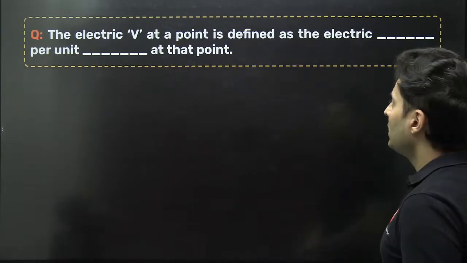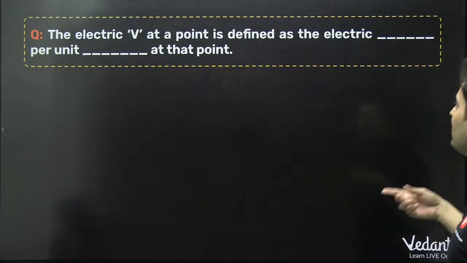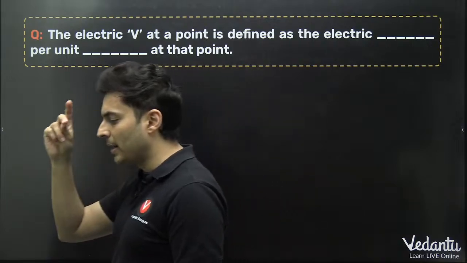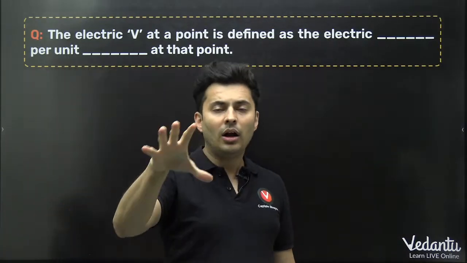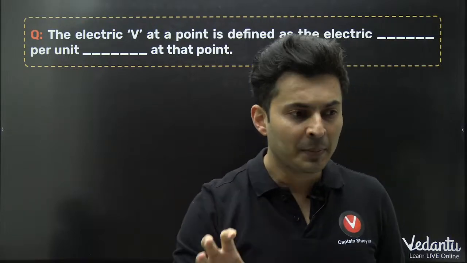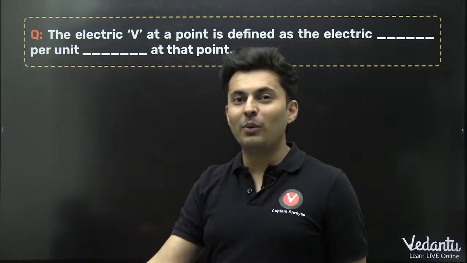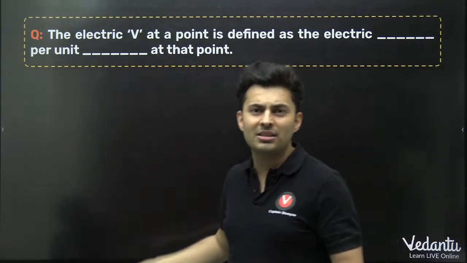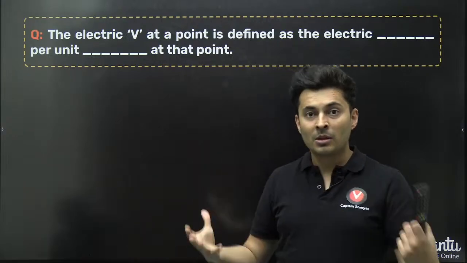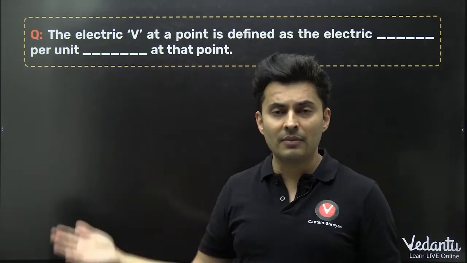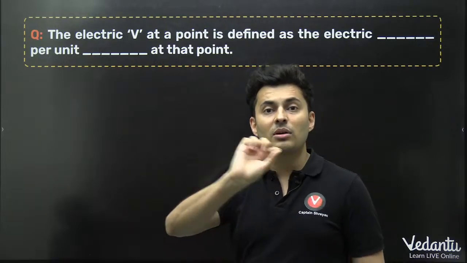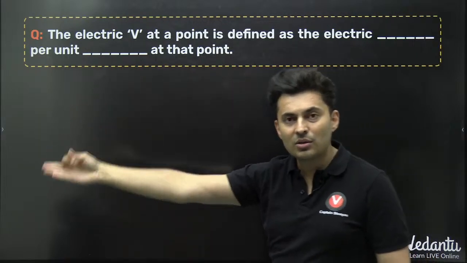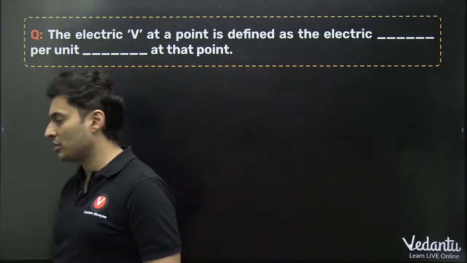Great. Next, the electric potential at a point is defined as the electric dash per unit dash at that point. Think what will come. This is going to put a load on your thinking power because you don't have options. I want you to get used to this, because when you have options, you're always trying to eliminate or select. But when there are no options, your brain thinks even more, and there is a good chance you will remember all these lines when you write definitions in your board exam. It will also help you in your second JEE Mains attempt.